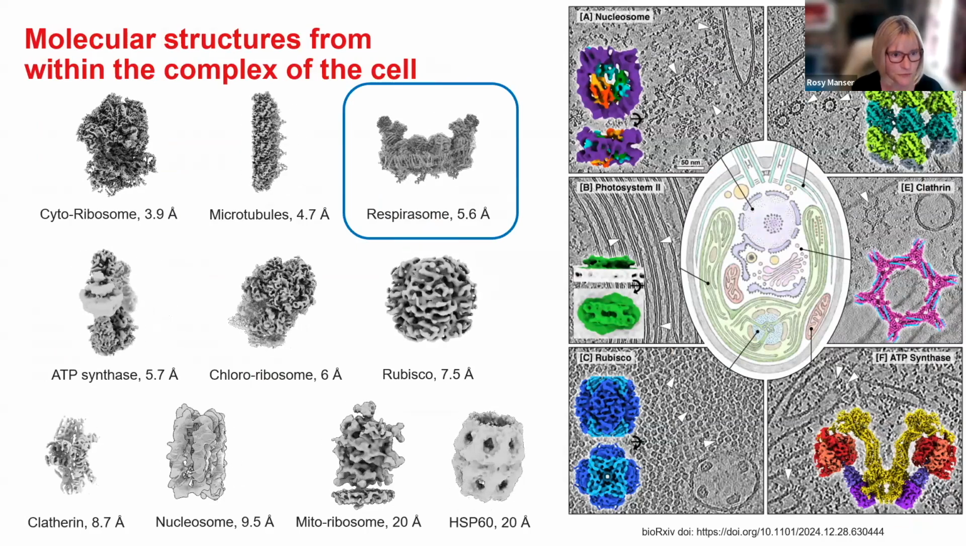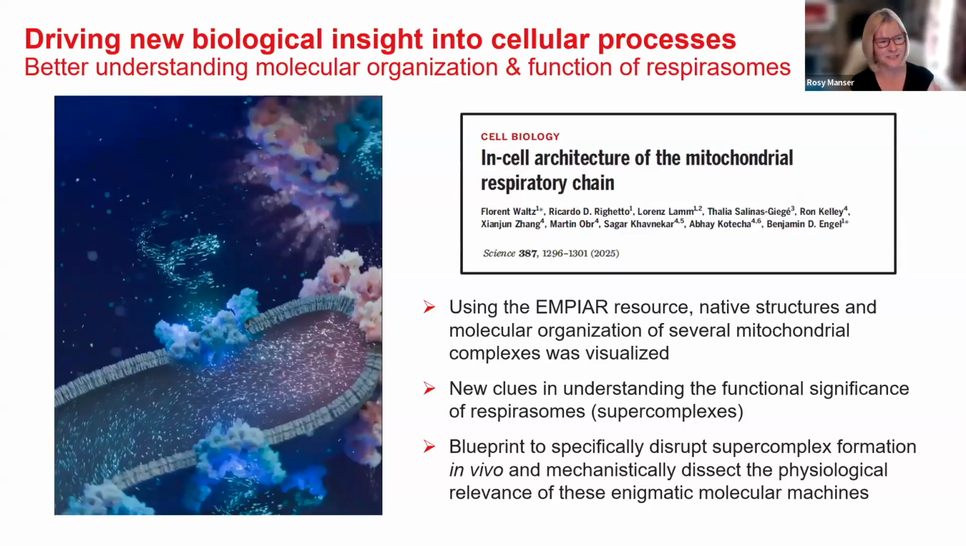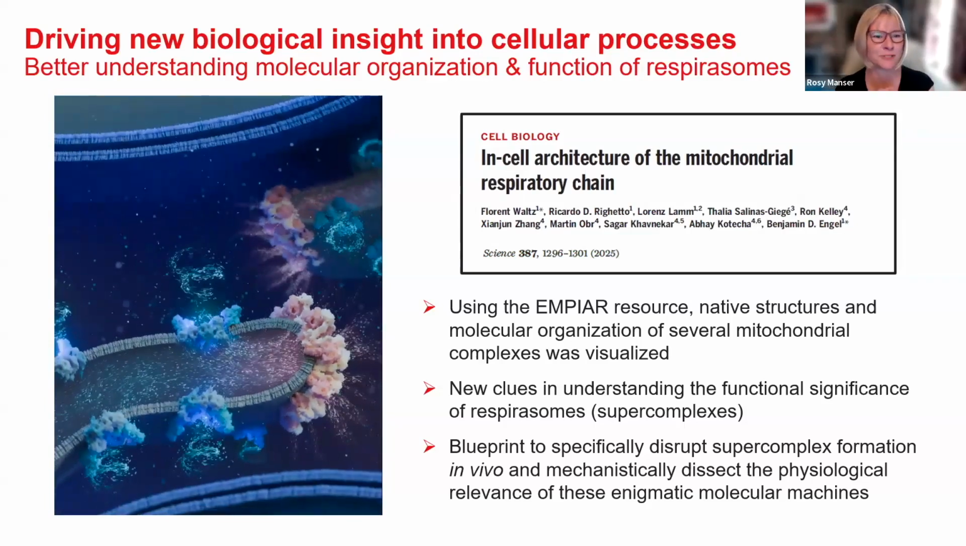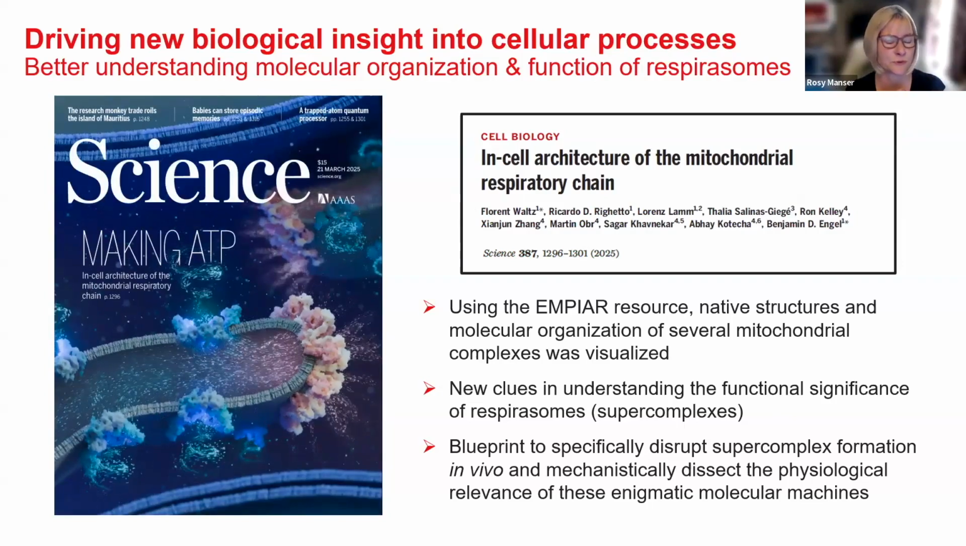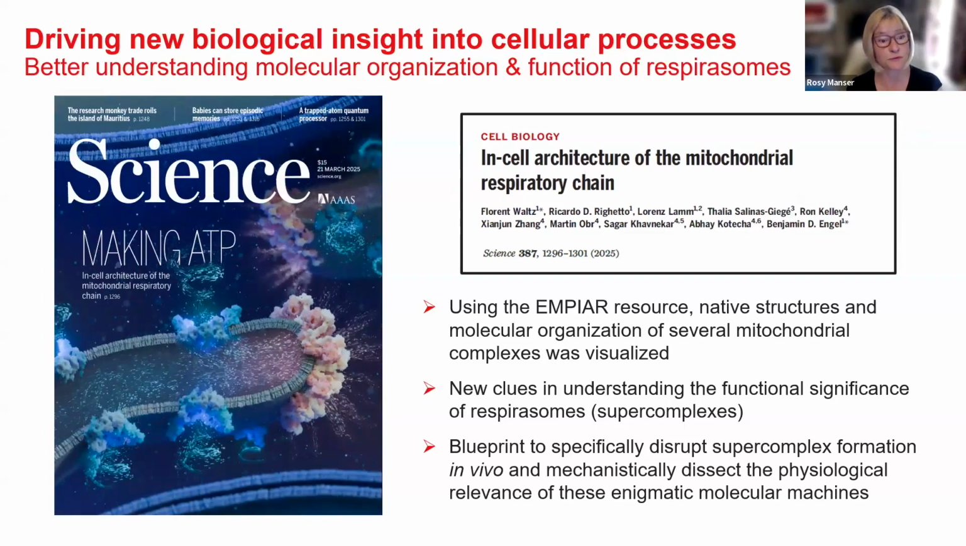From the respirosome point of view, there was a beautiful Science paper, which I have to say has one of the most amazing Science cover graphics that I've seen. Really beautiful stuff. They used this Empire resource of data to look at the native structure and the molecular organization of several different mitochondrial complexes. And this has provided new clues for the functional significance of these respirosomes, which are these super complexes. And nobody really knows exactly why these super complexes exist. They seem to be pretty stable. They always seem to be present, but nobody really knows why. And this is the first step to really understanding the functional significance of these.